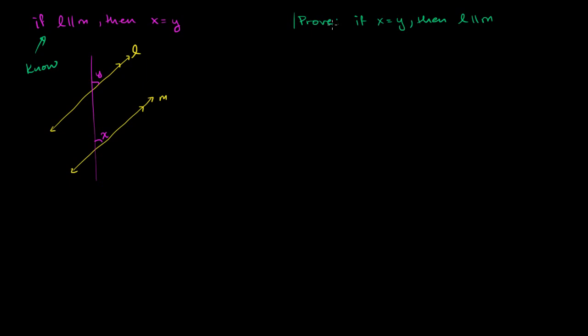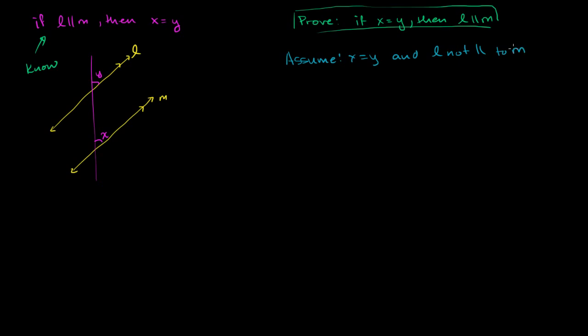So let's put this aside right here. This is our goal. I'm going to assume that this isn't true. So I'm going to assume that x is equal to y, and L is not parallel to M. So let's think about what type of a reality that would create. So if L and M are not parallel and they're different lines, then they're going to intersect at some point.